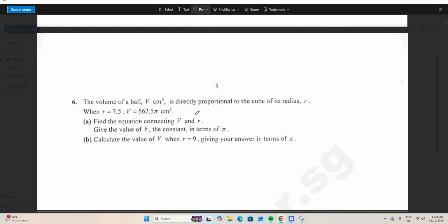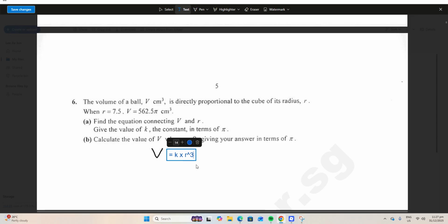So V is directly proportional to the cube of r. In other words, I want you to write k first. Actually, you know what? I'll just type it out. V is equal to k times r cubed. You say V is directly proportional to the cube of its radius, so V equals k times r cubed. So when r is 7.5, V is equal to this.